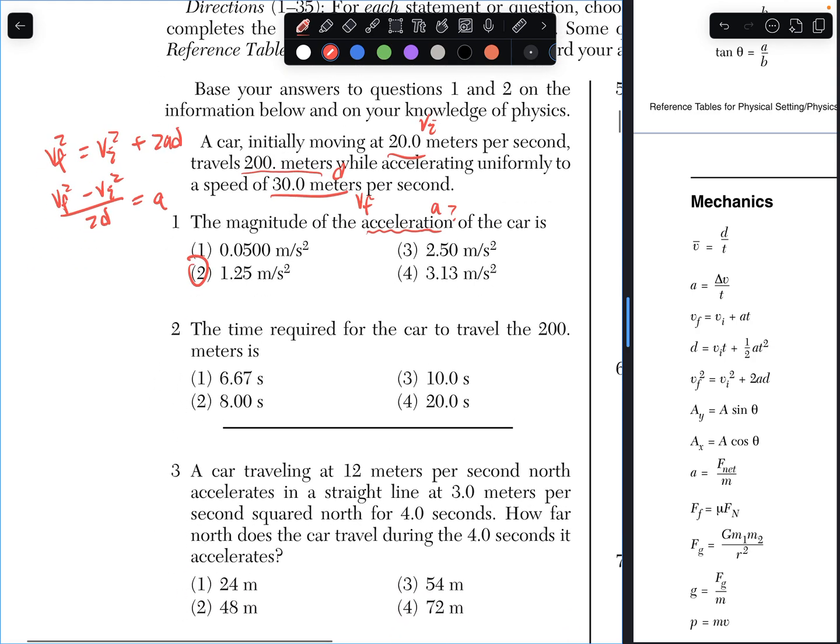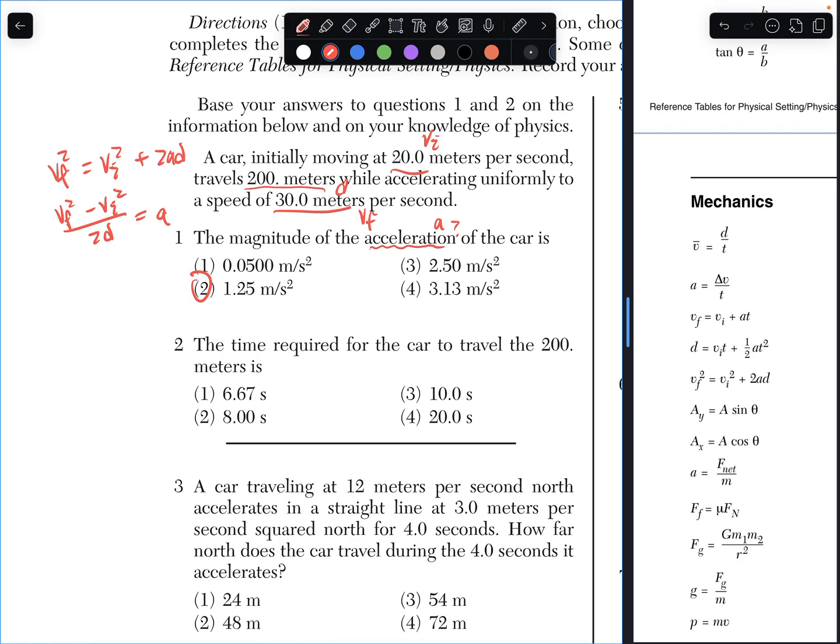Okay, the time required for the car to travel the 200 meters is, so now that we have a new quantity, which is acceleration, I'm going to focus on initial velocity, final velocity, and the acceleration. It's an easier equation that relates those. The most basic equation is final velocity is equal to initial velocity plus A times time. So to solve for time, I'm going to do Vf minus Vi all over A is equal to T. So 30 minus 20 over 1.25 gives me a time of 8 seconds. So the answer is 2.